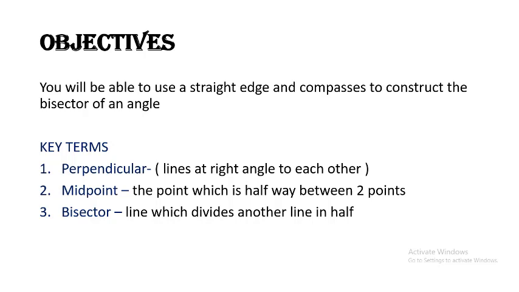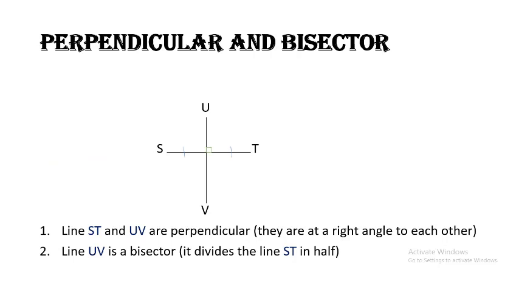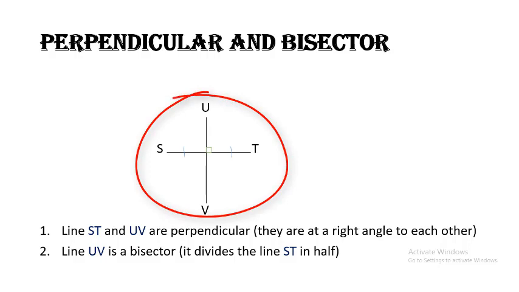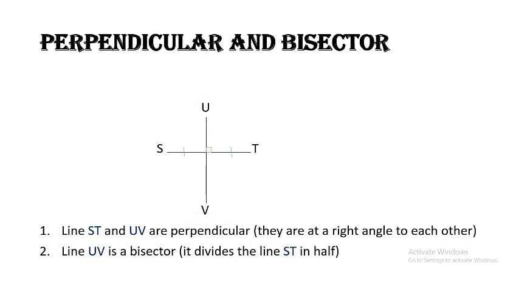Now, bisector. What is a bisector? In this lesson, a bisector will mean the line which divides another line in half. A line which divides another line in half. Now here, let us have a look. We have to understand perpendicular and bisector.